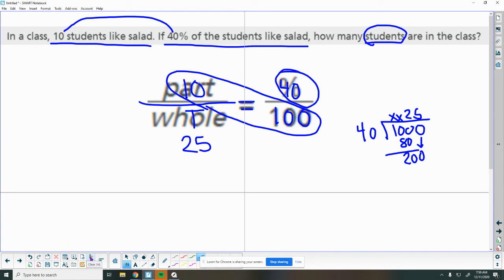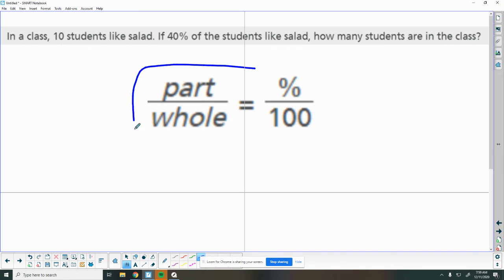So as you're working on these problems, use this formula here if you need to and decide what is your percent if it tells you that. And you're always going to have this number. You're always going to know that this is 100 here. So you've got to decide, do we know the percent? In this one we did. Do we know the part or the whole?